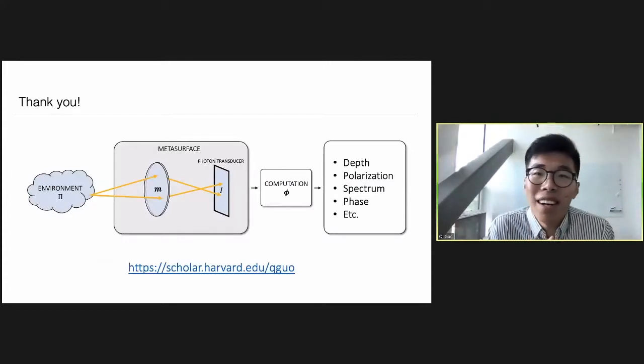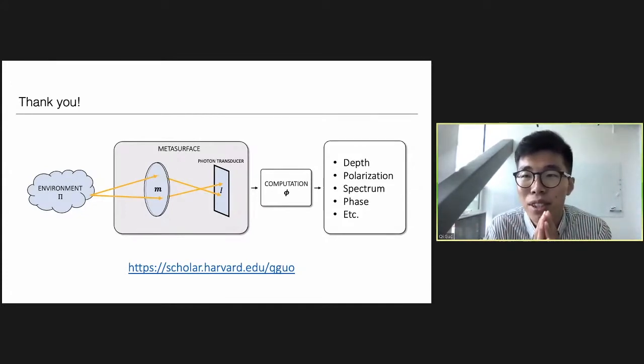There are many interesting and fundamental problems to be solved for using metasurfaces in visual sensing. I'd like to invite you to join this emerging research trend, and I will be happy to take any questions.